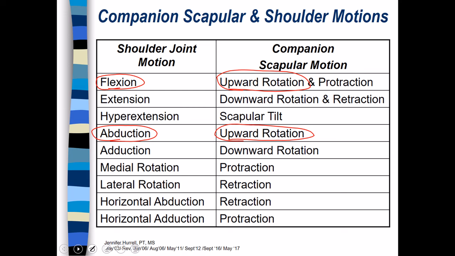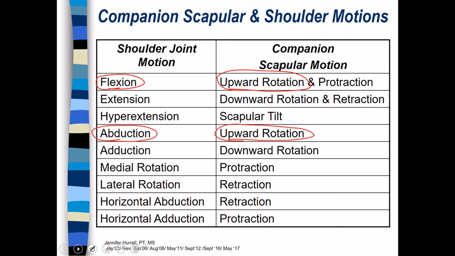Could you demonstrate that again? The upward rotation, yeah. So when we do flexion, we're going to get upward rotation. When we do abduction, we're going to get upward rotation. So the scapula needs to be able to upwardly rotate in order to get the arm overhead.